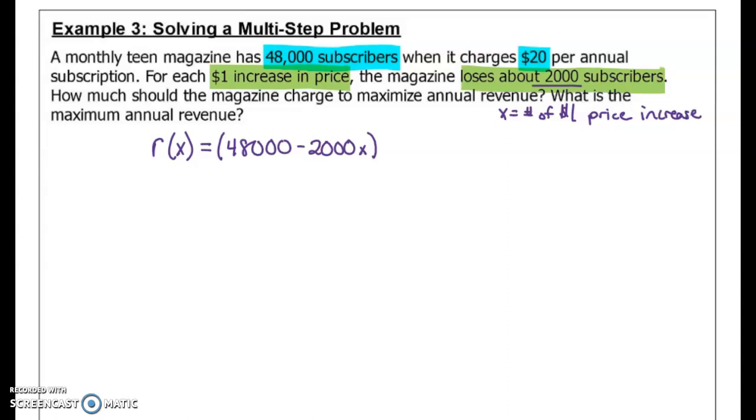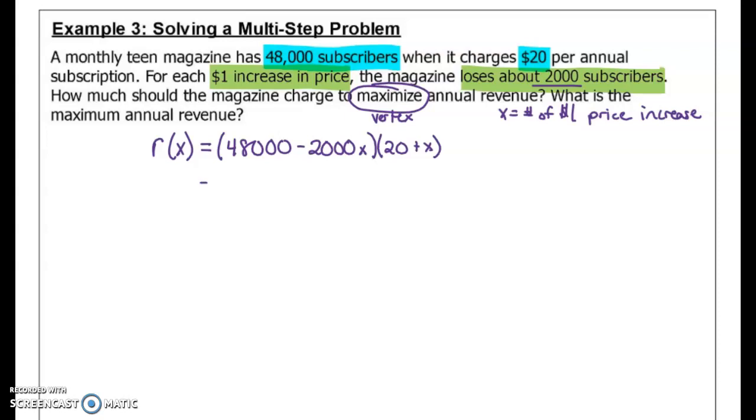So then the price is $20, but it was increased every 1x. Every x represents a dollar increase. So this is how the profit changes. It's a balancing act of figuring out where you can maximize your profit. And so keep in mind, if we're talking about maximizing something, then we're talking about the vertex, okay?